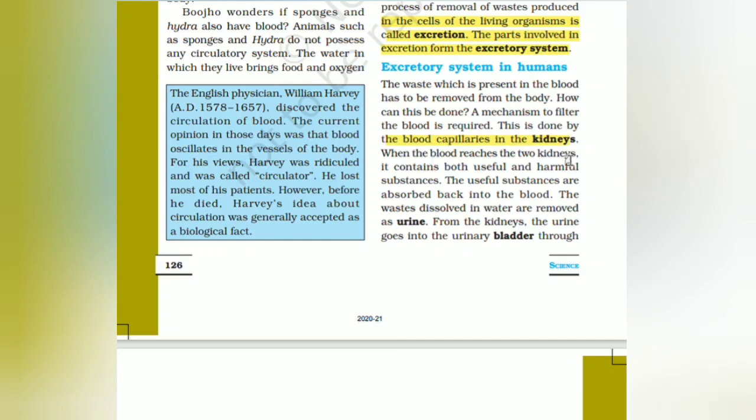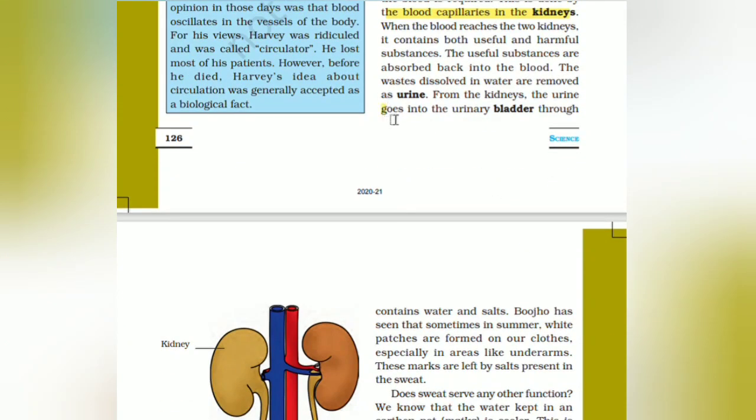When the blood reaches the two kidneys, it contains both useful and harmful substances. The useful substances are absorbed back into the blood, and the harmful ones dissolved in water are removed through urine. From the kidneys, the urine goes to where? The urinary bladder.